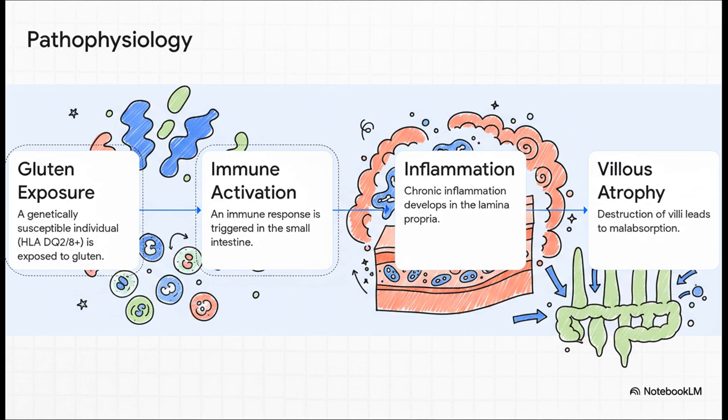Step 1. A person with that genetic predisposition eats something with gluten. Step 2. Their immune system freaks out. It mistakenly flags gluten as a dangerous invader and launches a huge inflammatory response right there in the wall of the intestine. This inflammation becomes chronic, and eventually it just destroys the villi, those tiny, crucial, finger-like structures that absorb all our nutrients. Once the villi are gone, so is the ability to properly absorb food.